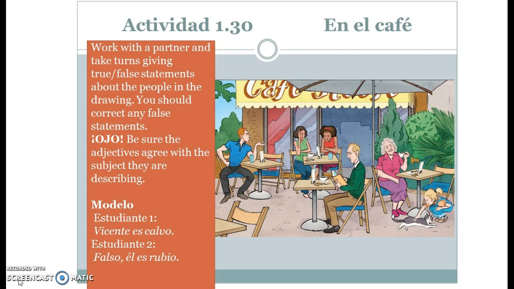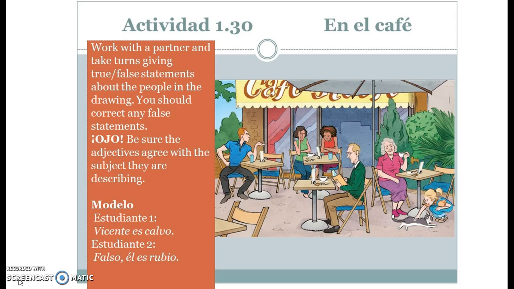Now look at the girl playing with the cat. La niña es cariñosa. Look at the guy with the blue sweater or shirt, blue shirt. El señor es aburrido.